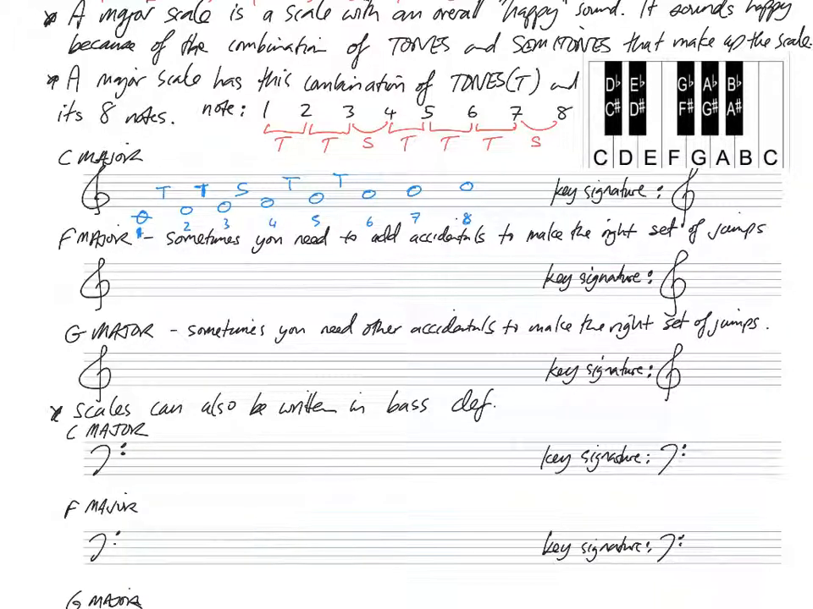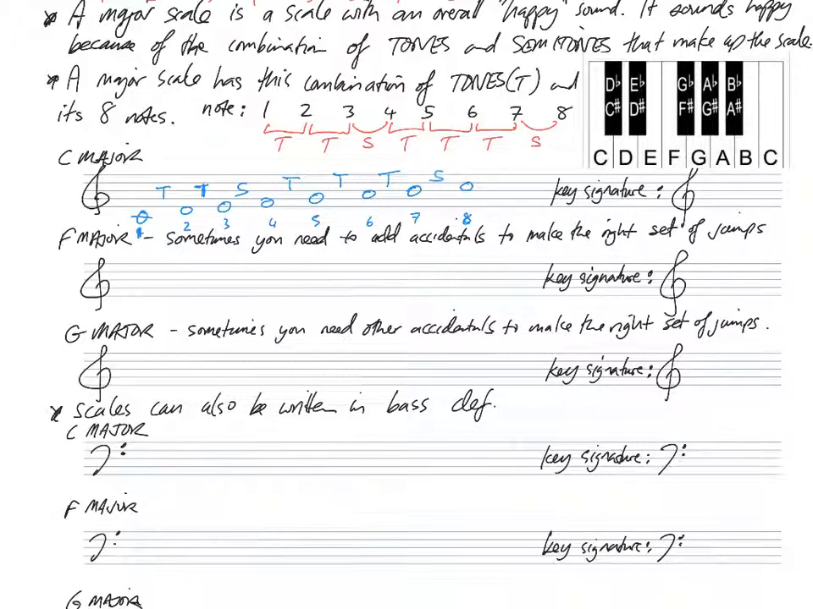6 and 7, that is an A to a B. An A to a B jumps over a black note. So it's a tone, which is what we want for a major scale. And lastly, 7 to an 8, we want a semitone. Well, what kind of a jump is it from 7 to 8 here? It's a B to a C. A B to a C does not jump over any black key, so it is a semitone.